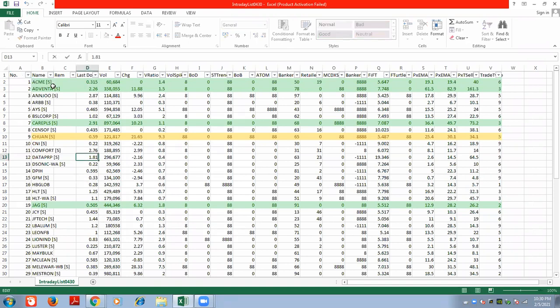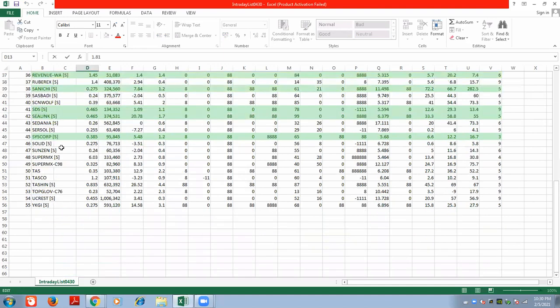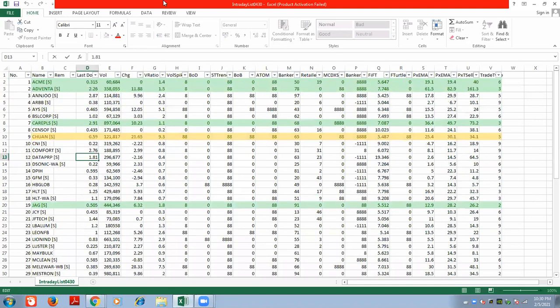Okay, ACME, Adventa, Carelplace, JAG, okay, like Adventa, Sanichi, and Ceiling. All right. We're going to discuss the stock. Is this carry or not? Let's see. Adventa, Sanichi, and Ceiling.